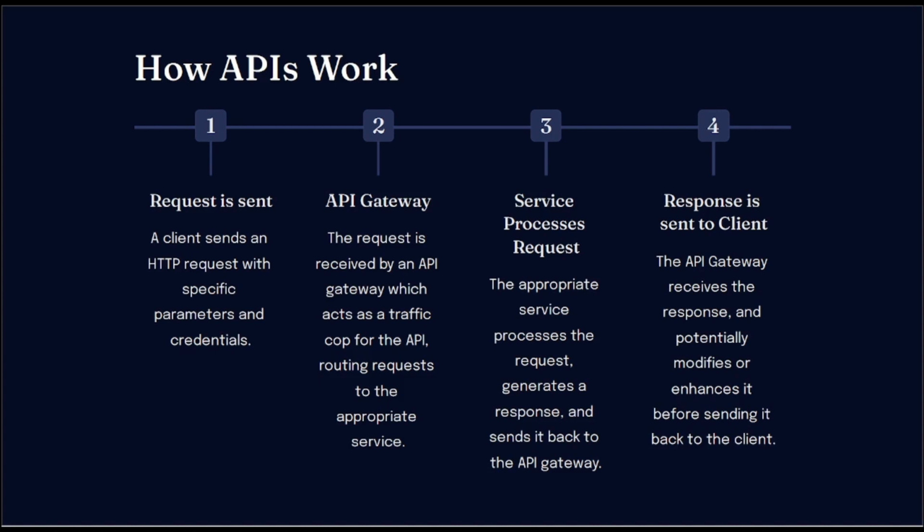Service processes request. The appropriate service processes the request, generates a response, and sends it back to the API gateway. Response is sent to the client. The API gateway receives the response and potentially modifies or changes it before sending it back to the client.